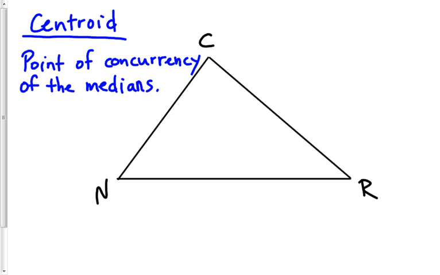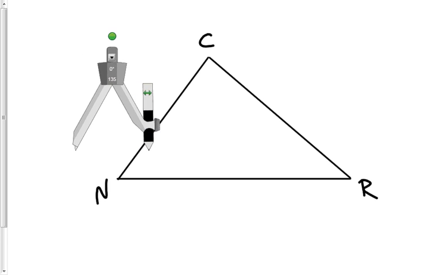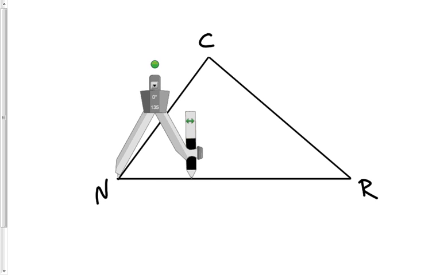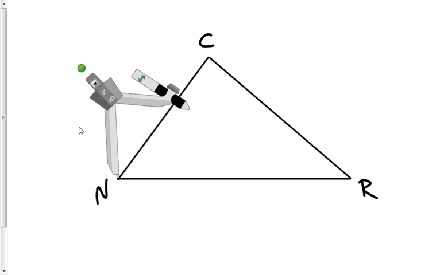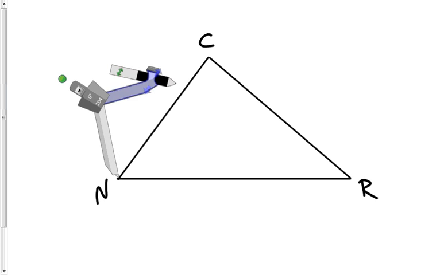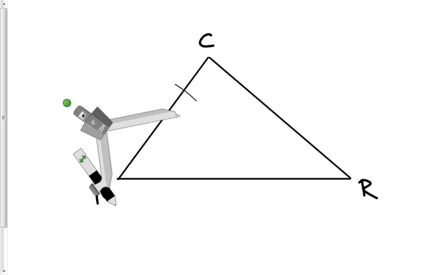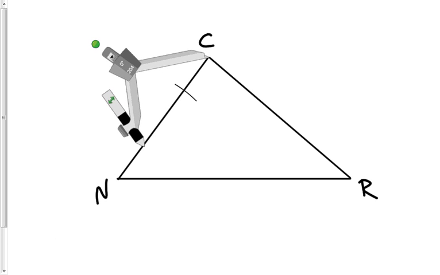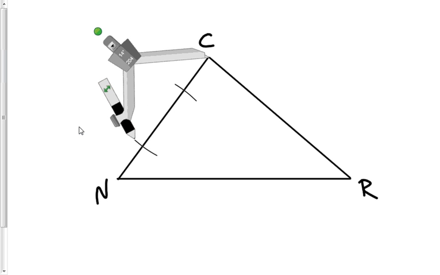So we're going to construct the centroid. So we have to find the midpoint of each side. So we need to construct some perpendicular bisectors to find those midpoints. So this should be a review for sure. I'm just going to kind of go through it quickly, hopefully. Putting my compass more than halfway on each of these, striking those arcs.